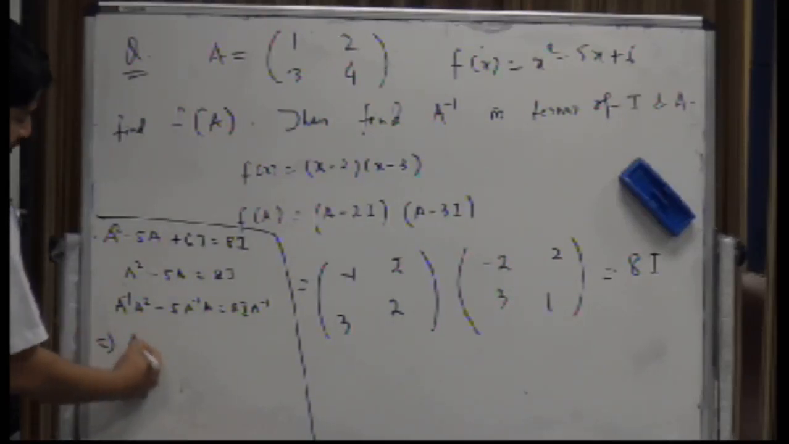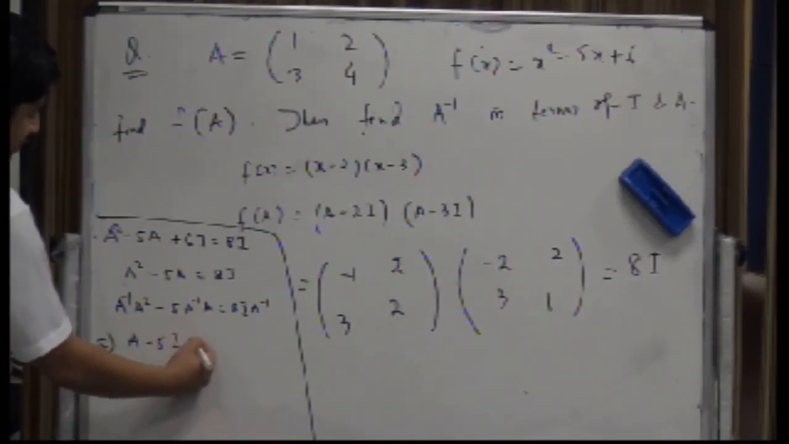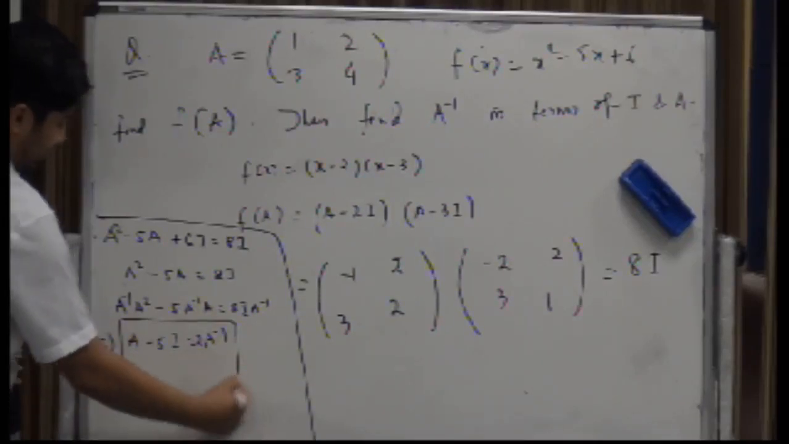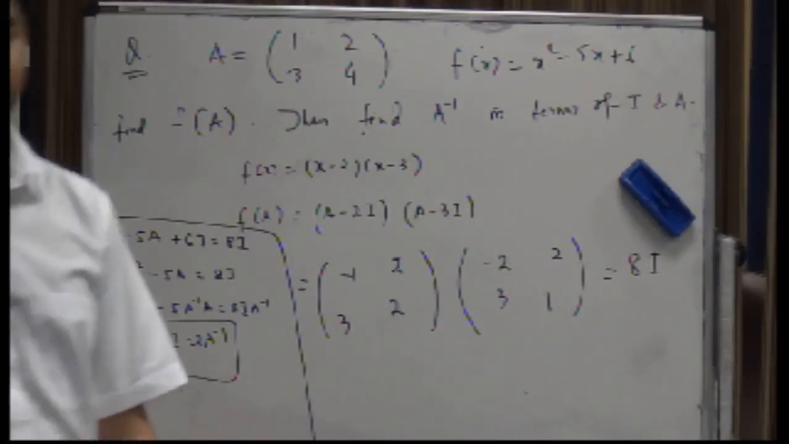So what happened? A became this, and what did this become? So can we find A inverse now? Just by simple means.